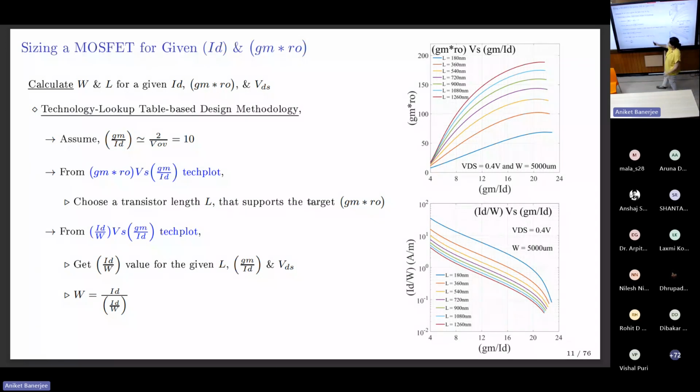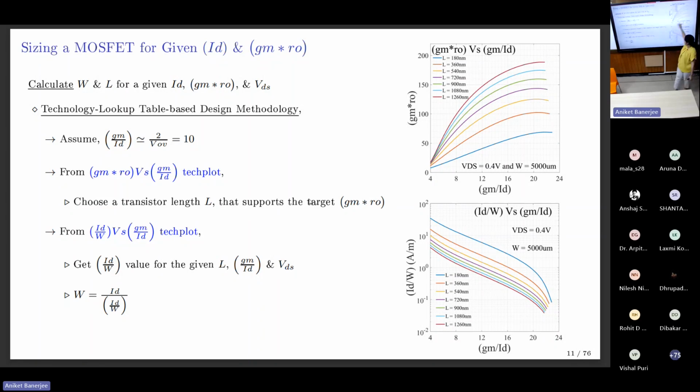So from gm*ro versus gm/ID, remember, we did this as one of the tech plots. We have gm*ro, which is intrinsic gain, on the y-axis and gm/ID on the x-axis, gm/ID of 10. Now I want a certain gm*ro. So for a 10, I can go all the way up. Say I wanted a gain of 100, I'll stop at say 729. Once more, I give you the gain and the gm/ID, which is 10. Whichever gain I want, I can get the length. So I have the length now.